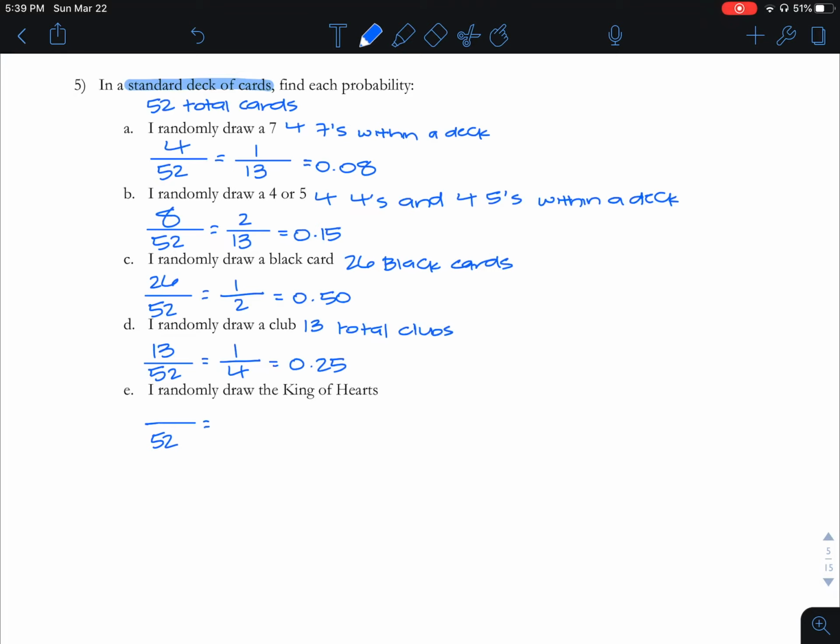Okay, last but not least, I randomly draw a king of hearts. So I'm looking for a king. I have 4 options, but a king of hearts. I actually only have 1 option. I only have 1 king with the suit of a heart. Okay, so I have 1 king of hearts. In this case, I cannot reduce my fraction, but I can plug it into my calculator. 0.02.